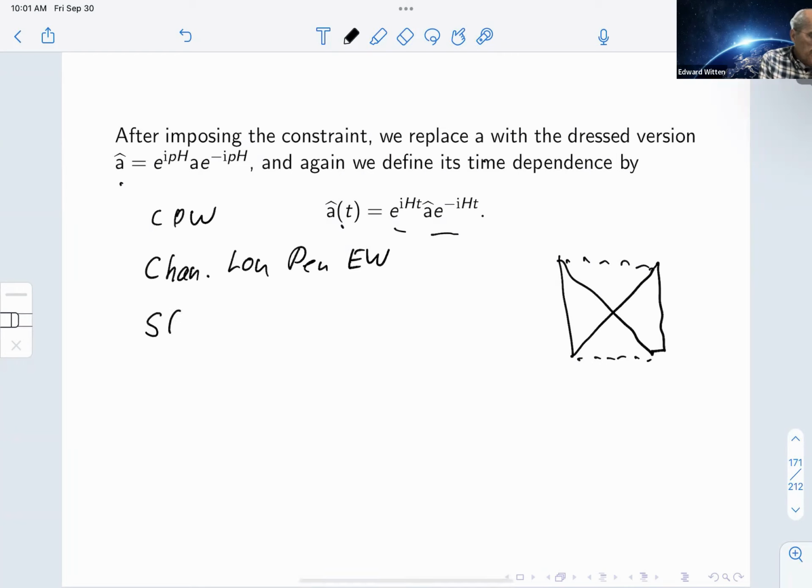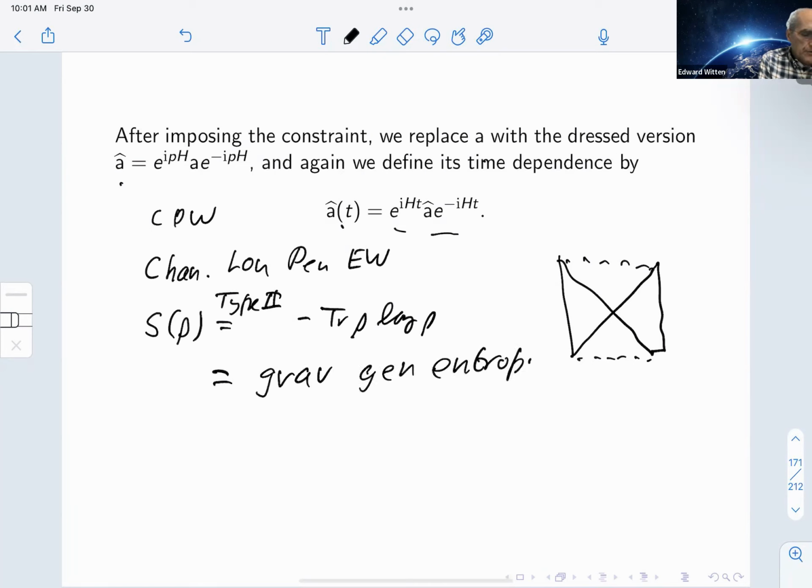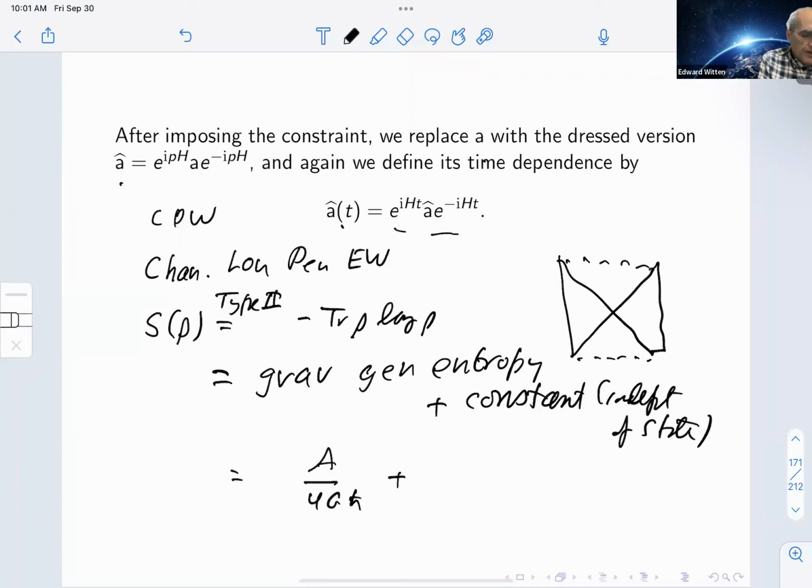We showed that the entropy defined in the type 2 algebra is equal to gravitational generalized entropy plus a constant, the constant independent of the state. So gravitational generalized entropy, I remind you, is A over 4G ħ plus S out. So you see, for my lecture to make sense, we need to know that the entropy I defined agrees with what people study by other methods. And I didn't explain that in this lecture. It would have been a different lecture. It is explained in two of the papers, one for de Sitter space and one for the black hole.